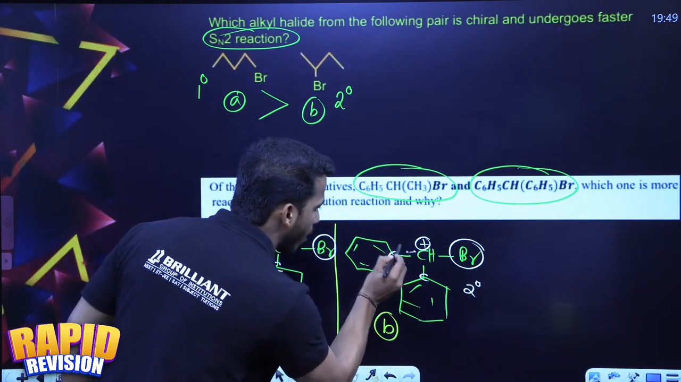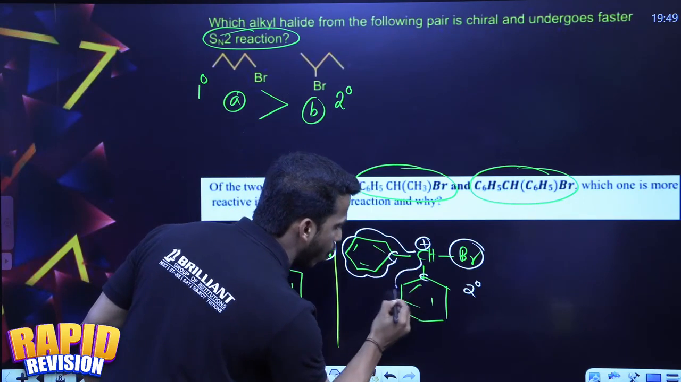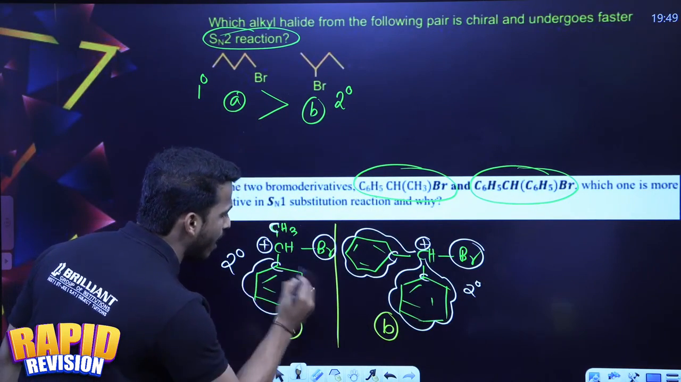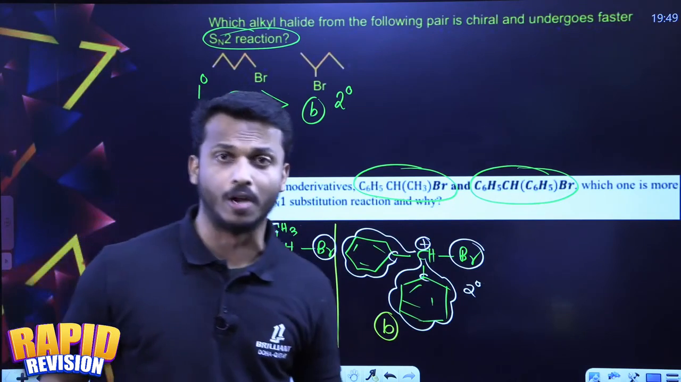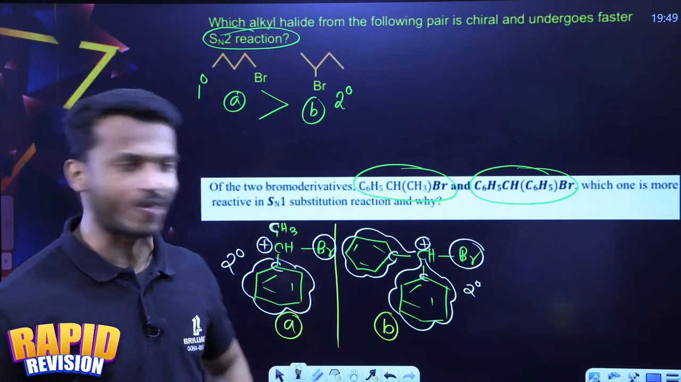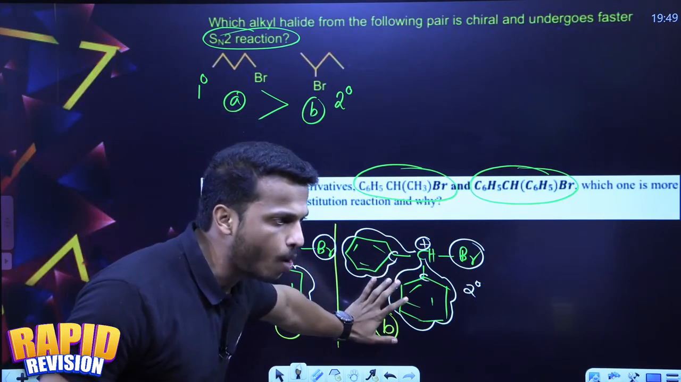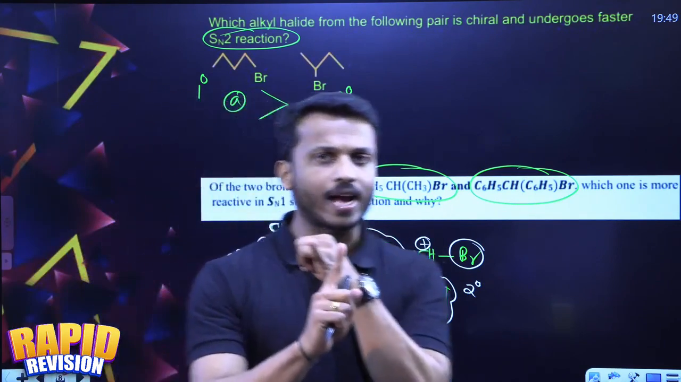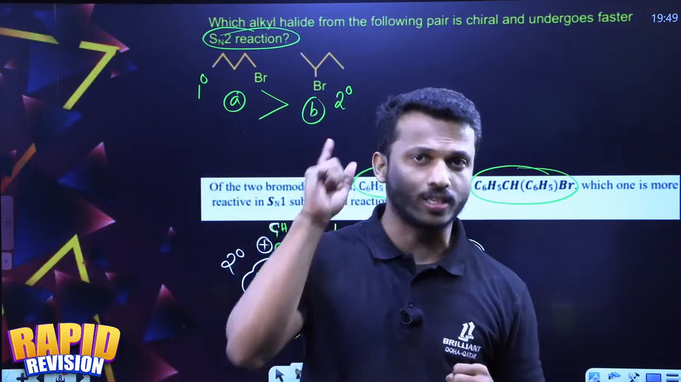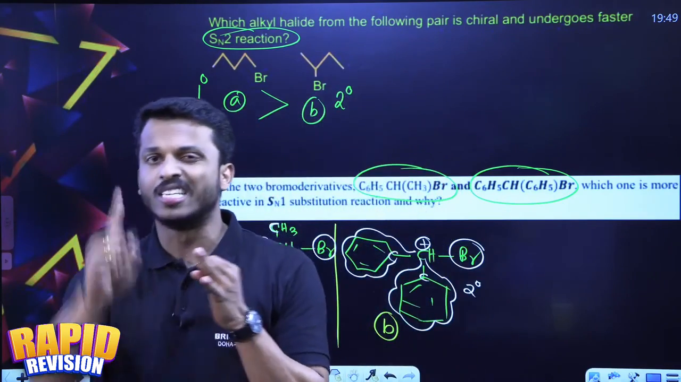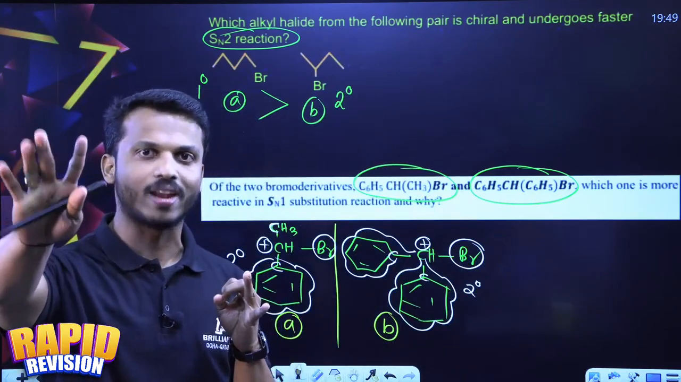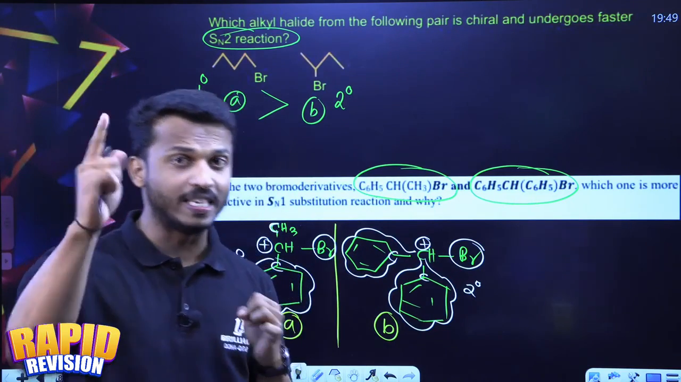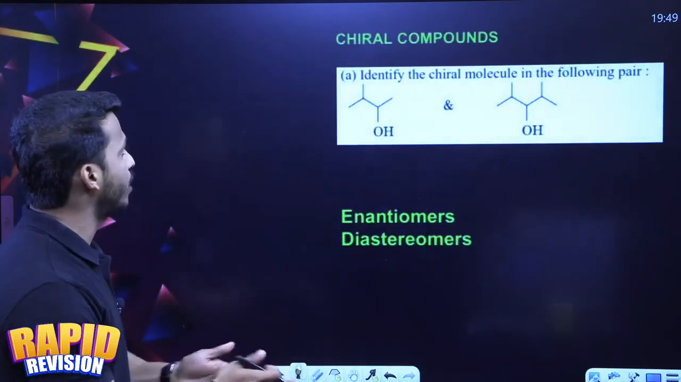So more resonance stabilization is possible, right? Here only one stabilization is possible. So which will undergo SN1 reaction faster? Absolutely, the B compound will undergo the reaction faster. Keep in mind, all of you, SN1 reaction, stability of carbocation is the factor. SN2 reaction, steric hindrance is the factor. Hope you are clear. SN1, SN2 reaction, definitely we can expect a question from this area. Let me go for the next question, dear all.